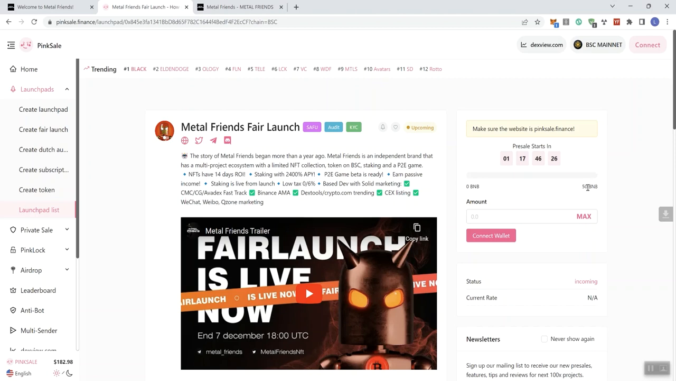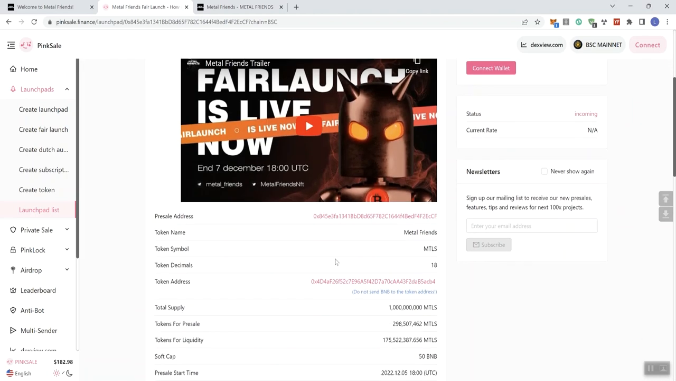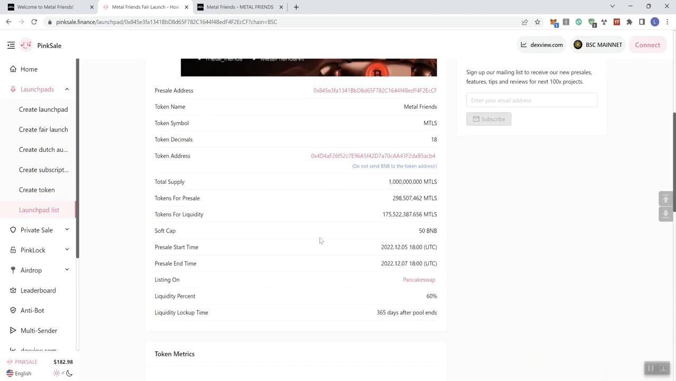Okay, so we can also see they've got a soft cap of 50 BNB, and we can also see they've got a video here, but you guys know we don't play videos as we explore projects on the channel. We can see the soft cap is highlighted again at 50 BNB here, and the liquidity lockup time is 365 days after the pool ends.